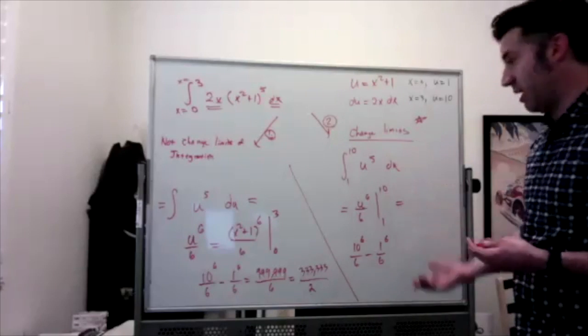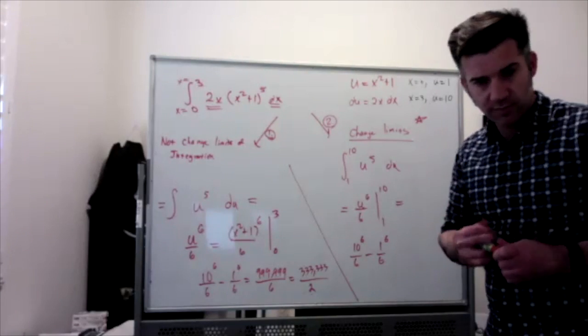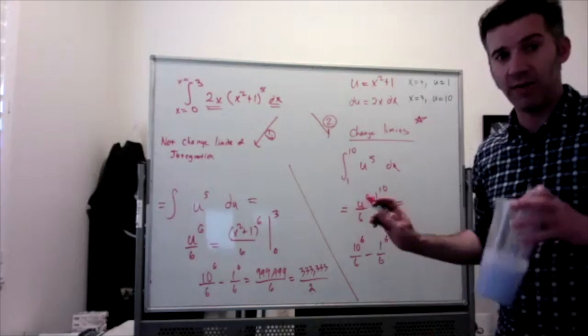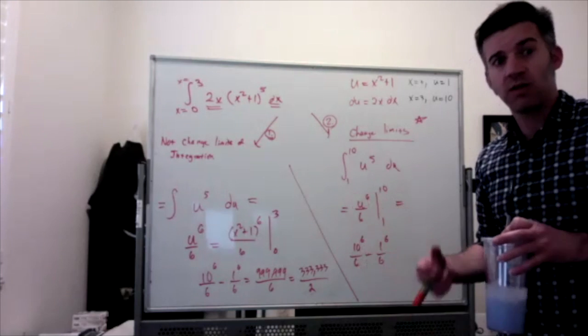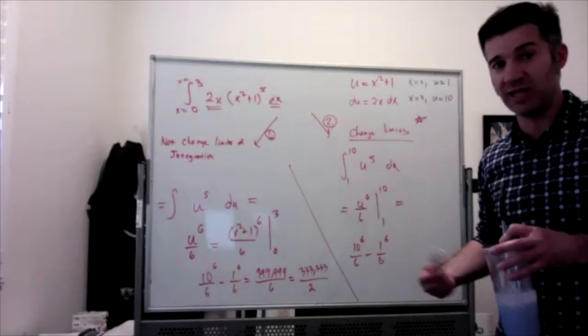So I think this is better. You don't have to plug back in. It just feels a little bit cleaner. So this is the way I would encourage everyone to do definite integrals where you have to use substitution. Change the limits of integration to u and don't change back.